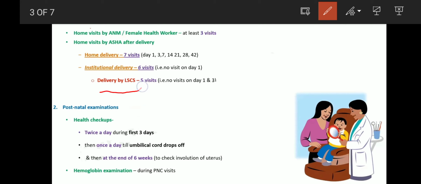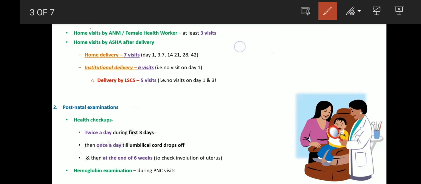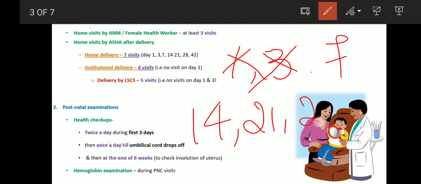If delivery is by lower segment cesarean section, that is a C-section, then 5 visits have to be made. That is, there is no visit on the first and third day. Days 1 and 3, there is no visit. For the remaining days 7, 14, 21, 28, and 42, she is supposed to make a visit.